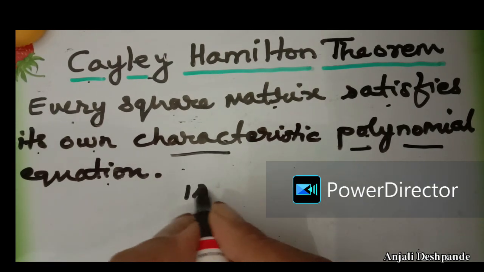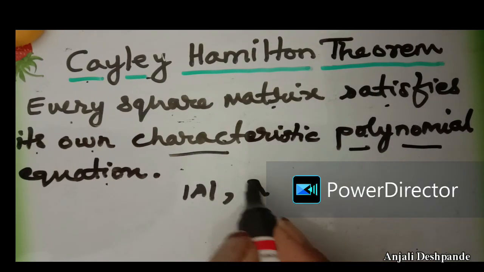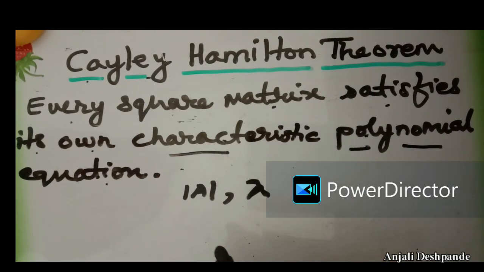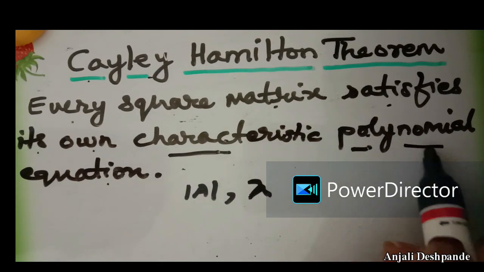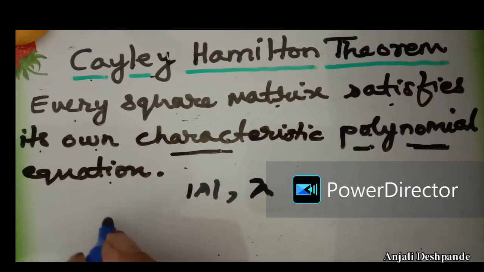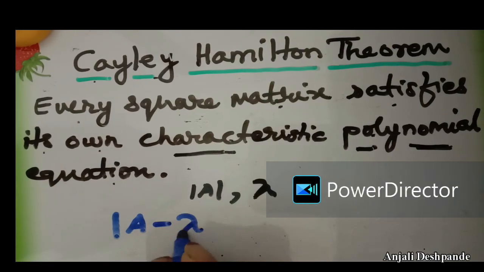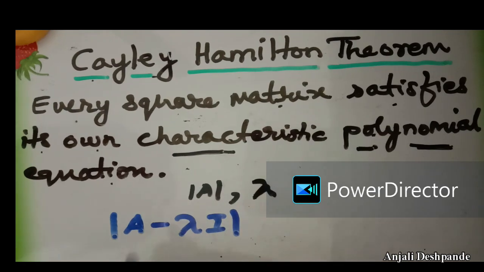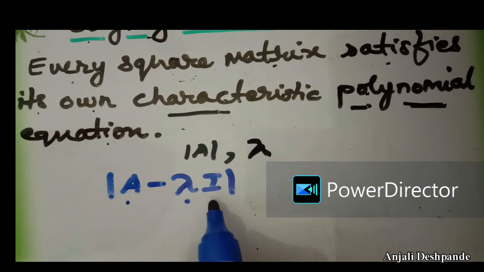So we write the determinant of the matrix like this, and we represent eigenvalues with this particular symbol, which is called lambda, as you already know. So how do we write this statement in symbolic language? For this, first you have to construct the characteristic polynomial. The characteristic polynomial is the determinant, which is written like this: A minus lambda I, where A is the given matrix, lambda are the eigenvalues, and I is the identity matrix or unit matrix.